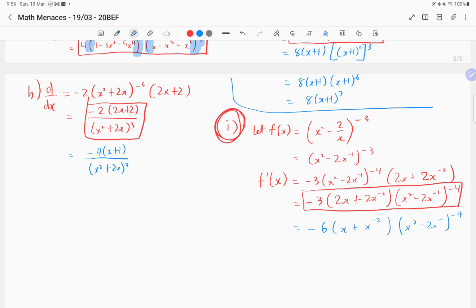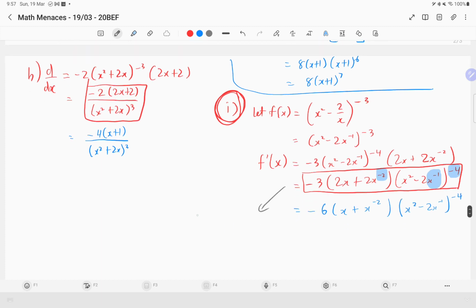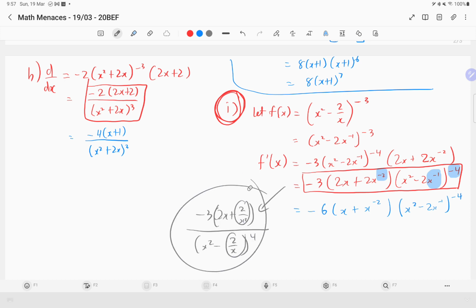Now for this specific question, the reason they don't do it is because there's always an exception. That would be a fraction in a fraction. If I were to convert every single negative power to positive power, it looks like this: negative 3, 2x plus 2 over x squared, that's a fraction, over x squared minus 2 over x, everything to the power 4. A fraction in a fraction. That's why for this one they don't move it to the bottom, because it's not really that nice to look at.